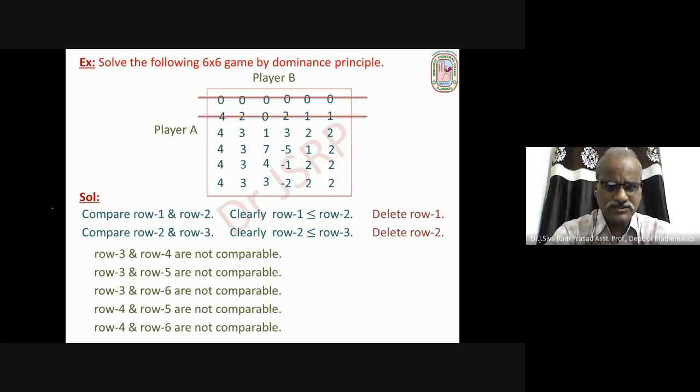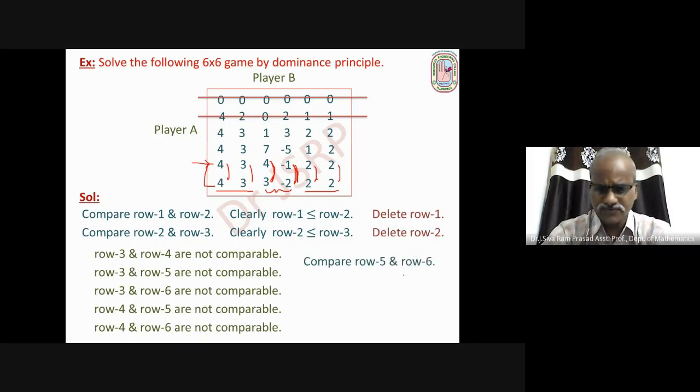Next, compare row 5 and row 6. So 4 equal to 4, 3 equal to 3, 4 greater than 3, here minus 1 greater than minus 2. And 2 equal to 2. So equality can be taken as either less than or equal to or greater than or equal to as per our convenience. So these two are equal and these two are equal. Here, corresponding to these two elements, 4 greater than 3 and minus 1 greater than minus 2. That means row 5 is greater than or equal to row 6.